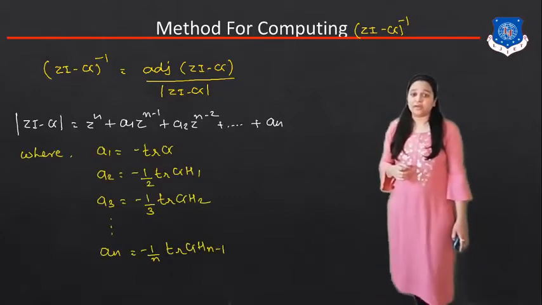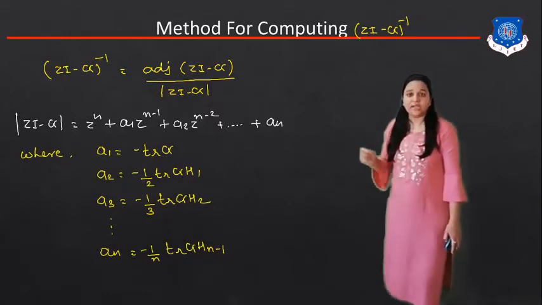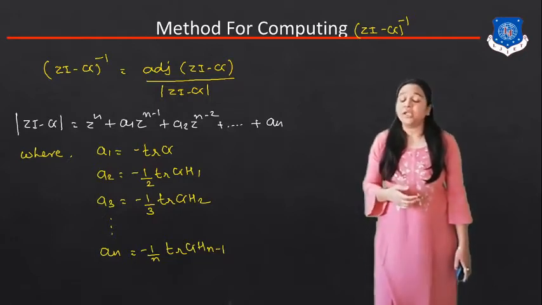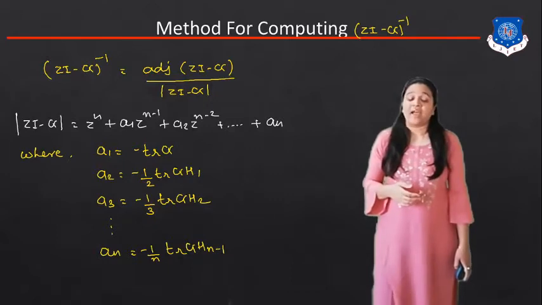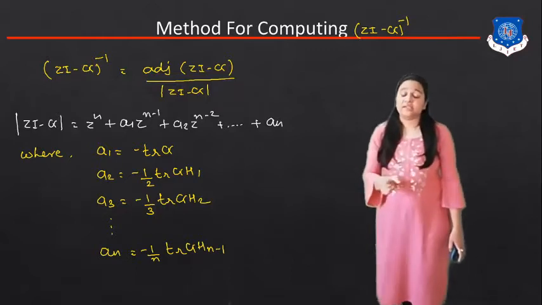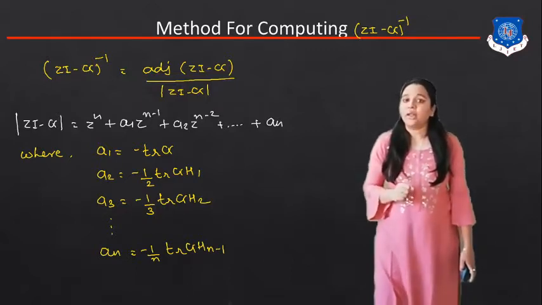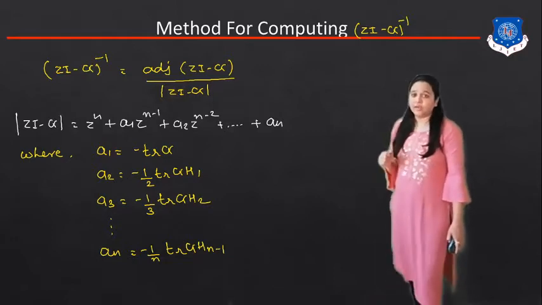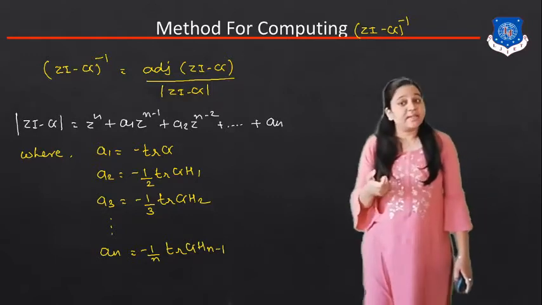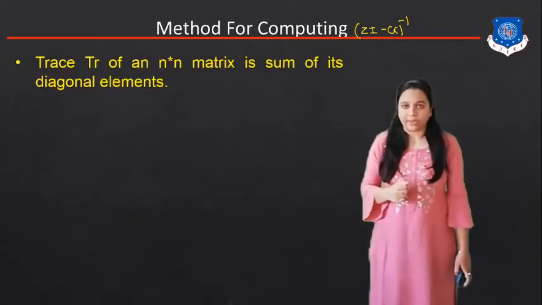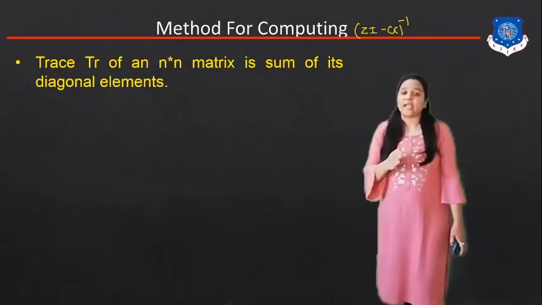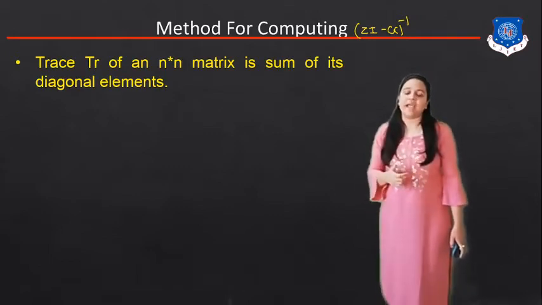A1 is equal to minus TR G. Here you can see that TR is the trace of the matrix. Now how can we find the value of the trace? Whenever we find the trace of a particular matrix, the trace is the sum of the diagonal elements. So the equation of A1 is equal to minus TR G, and the value of the G matrix is given in the particular example. The trace TR of an n cross n matrix is the sum of its diagonal elements.